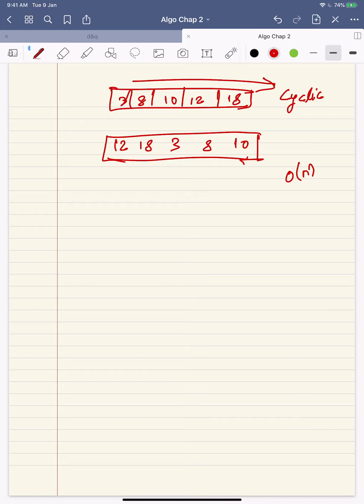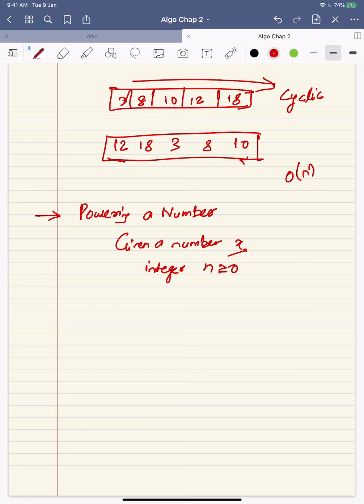Let's see some other example. Again, a simple problem. Suppose you talk about powering a number. So what is it? You are given a number x and an integer n greater than or equal to 0. You have to find x to the power n. That is the task.